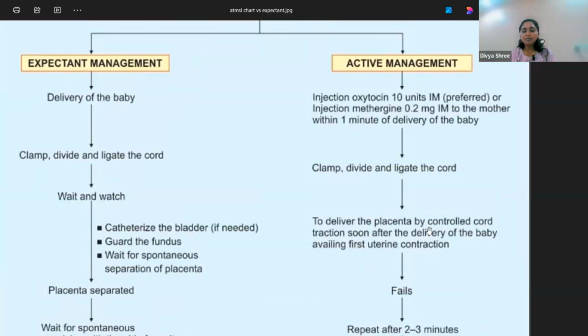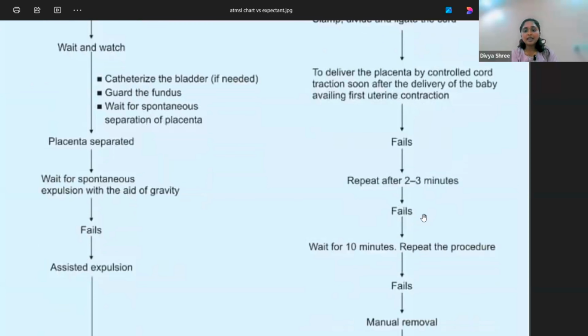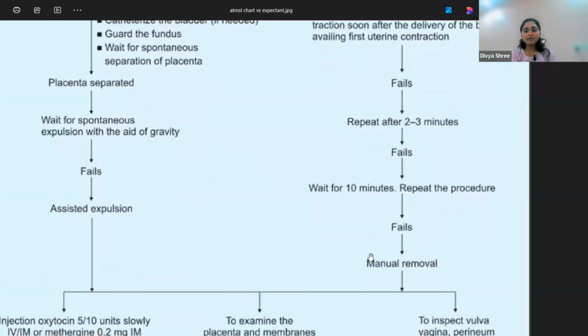Then you deliver the placenta by controlled cord traction soon after the delivery of the baby, availing the first uterine contraction. So you do controlled cord traction as soon as the oxytocin is given. If it fails, you repeat the controlled cord traction after 2 to 3 minutes. Again, if it fails, you wait for 10 minutes and repeat the procedure. If it still fails, you can go for manual removal.